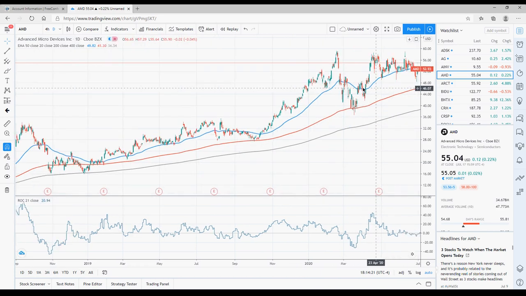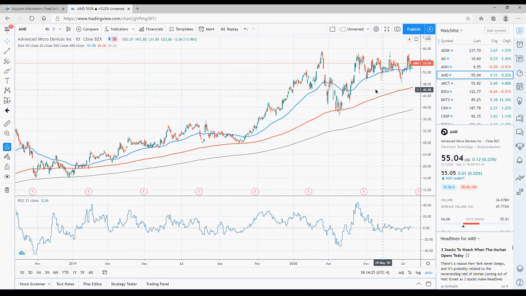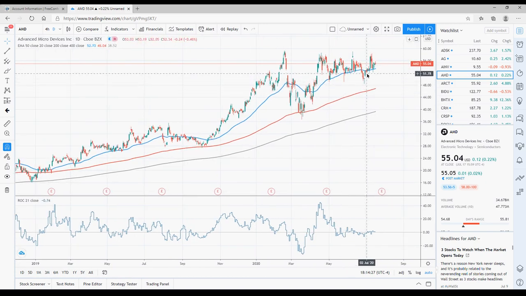Now it's finally trading above. This is a spot you can buy it at. Touches of the 50-day moving average, right? Here, here. So these are spots you can buy. You guys understand what I'm trying to get across to everyone?